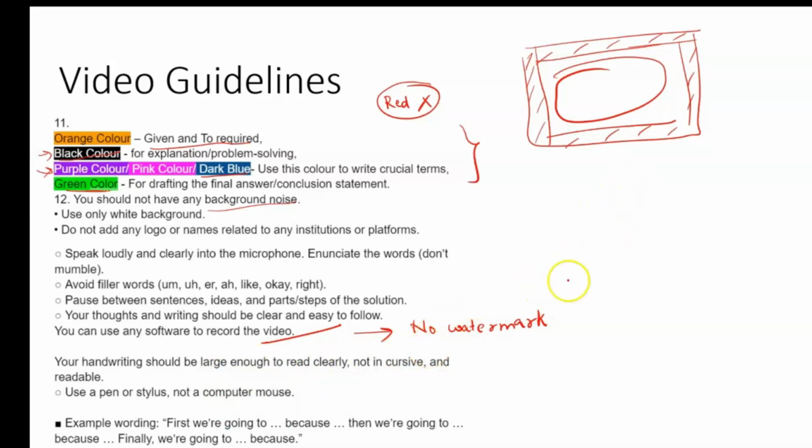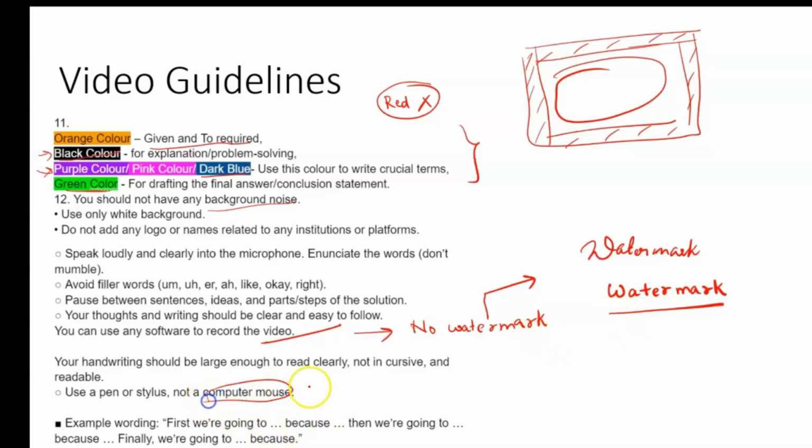What do we mean by cursive? If I am writing this particular word in cursive, it basically looks like this, which makes a particular student not understand. Rather, use block letters like "water mark", so a particular person can understand your video. Use a pen or a stylus. Never use a computer mouse because it will give you a clicking sound, which is not at all appropriate.